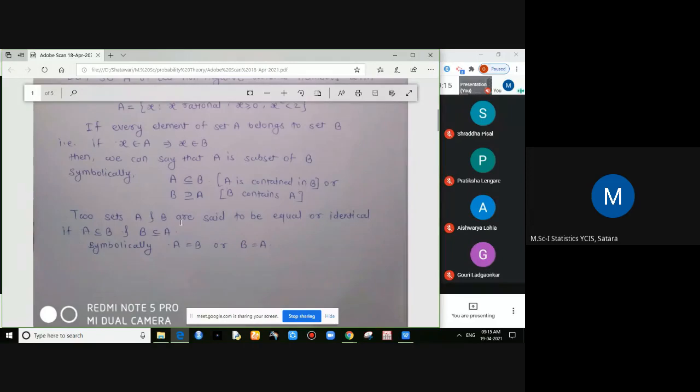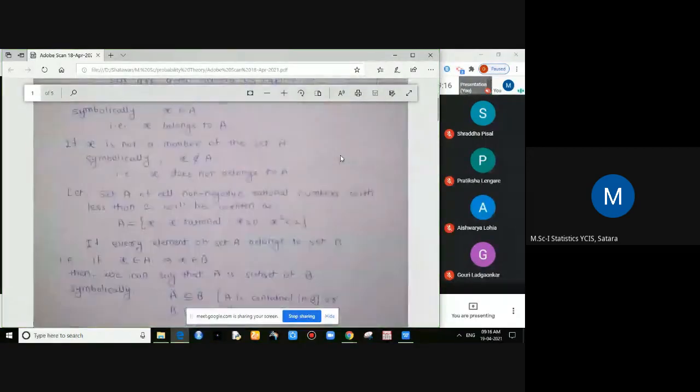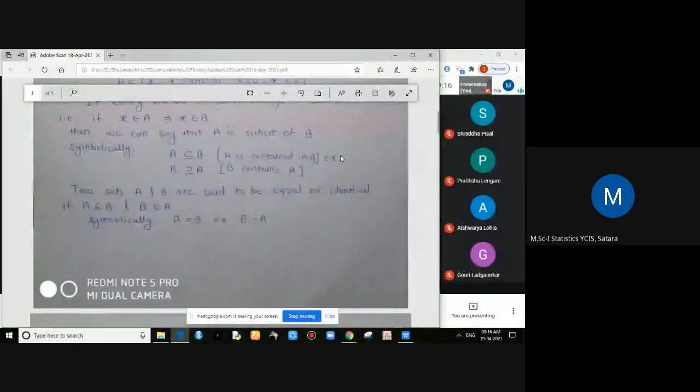Two sets A and B are said to be equal or identical if A is a subset of B and B is a subset of A. If it happens that A is a subset of B and B is a subset of A, then we can say that both sets A and B are equal sets or identical sets. These are all basic terminologies which you already studied in previous classes, but it is just for the introduction of sets, and after that we are going to discuss the classes of sets.